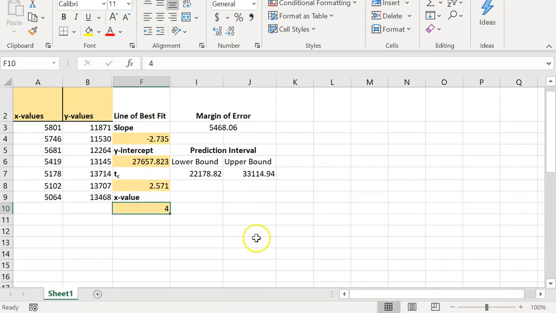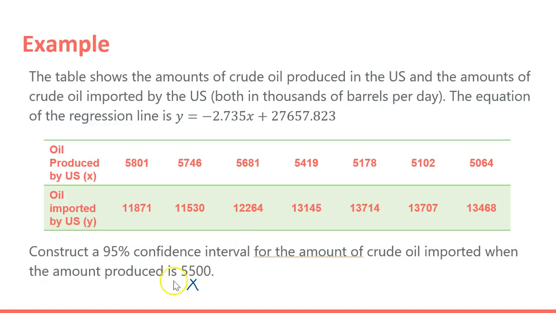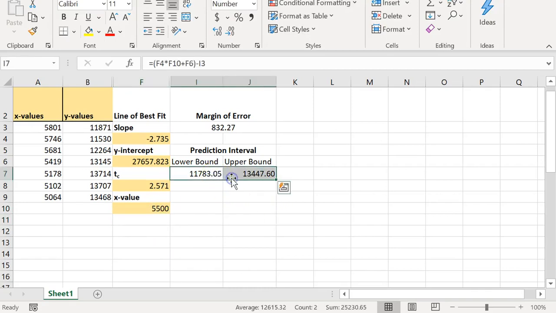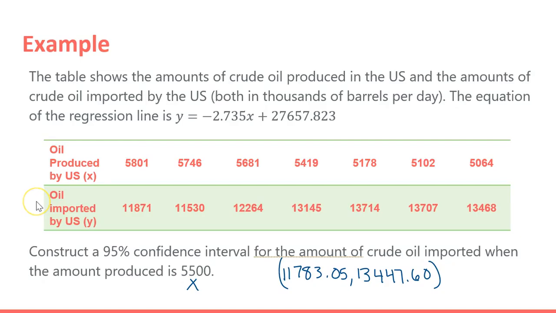And then the last thing that I need is the X value. So they asked me to make a prediction when X is 5,500. Okay, so in that X value, I'm going to type 5,500. Okay, and so here is my interval. All right, my interval goes from 11,783.05 to 13,447.60. All right, and just like we did with confidence intervals, we can write those in parentheses. All right, so my 95% prediction interval when the amount of oil produced is 5,500 is 11,783 to 13,447.